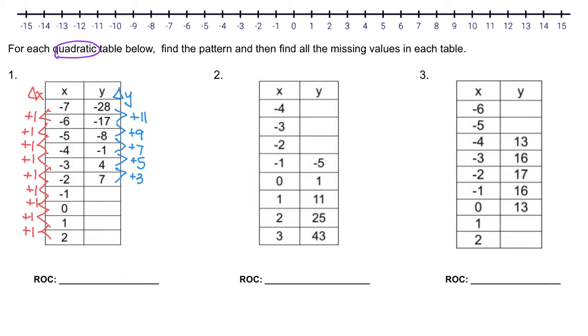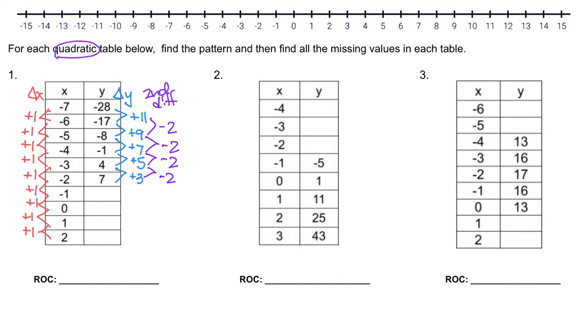So whenever our change in y is not constant, we want to look at what the second difference would be. And it's really important that we mark our changes in a neat and organized way so we can see what we're talking about. So between 11 and 9, that is decreasing by 2. 11 minus 2 gives me 9. 9 minus 2 would give me 7. 7 minus 2 gives me 5. And 5 minus 2 gives me 3.